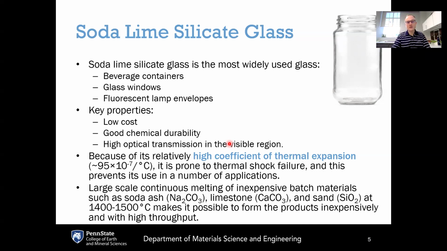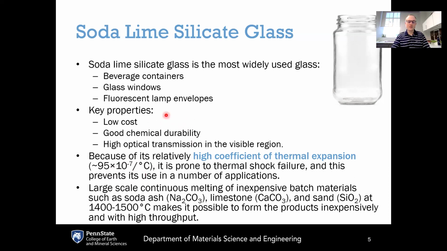The other downside of soda-lime silicate glass is that it has a much higher thermal expansion coefficient compared to vitreous silica. Remember from the last slide that the CTE of vitreous silica was 5.5 times 10 to the minus 7 per degree C. With soda-lime silicate, it's 95 times 10 to the minus 7 per degree C. So it's a significantly higher thermal expansion coefficient. And what this means is that if you take soda-lime silicate and subject it to thermal shock, it's much more likely to break compared to fused silica.